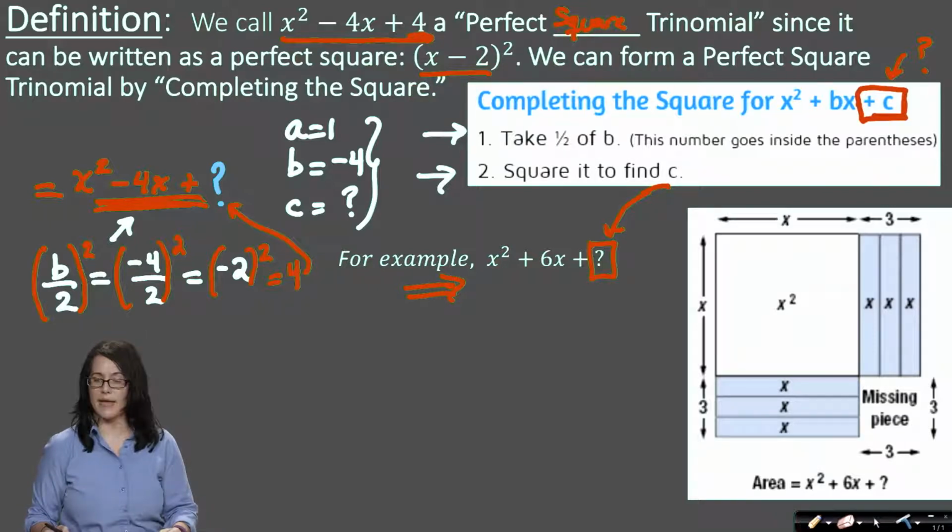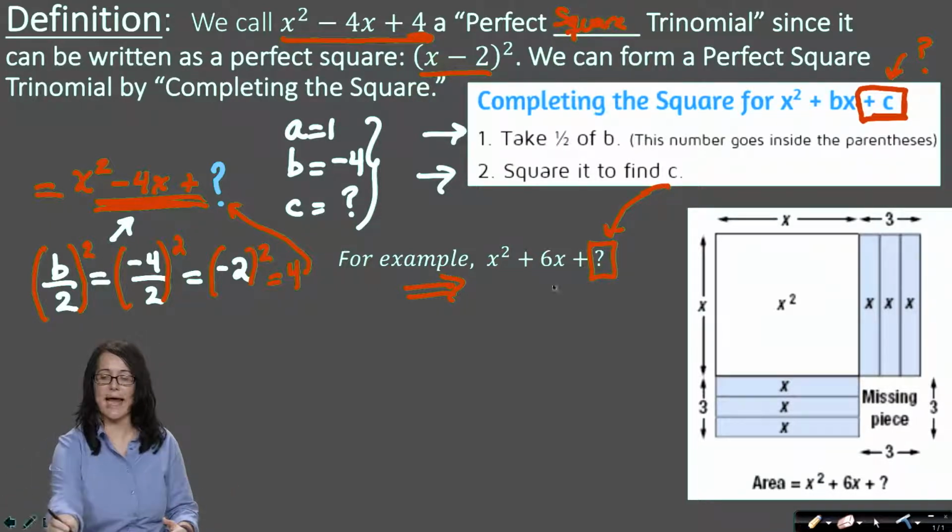So in order to do that, the pattern says take half of b. Well, what is half of 6? 6 divided by 2 is 3, isn't it? Interesting. Now, we know what we're going to do next. We know what the answer should be. According to the pattern, we square the 3 and we get 9. So we know this answer should be 9.